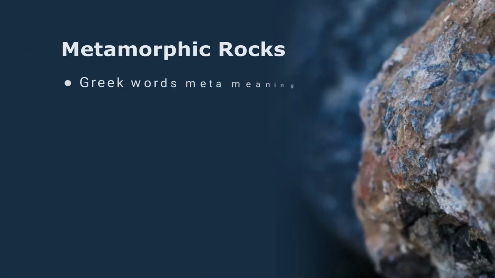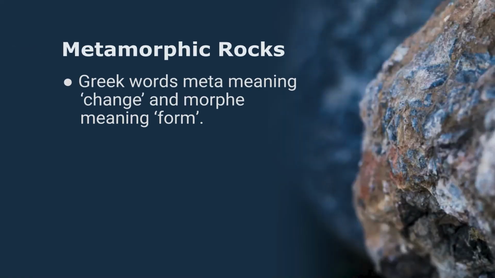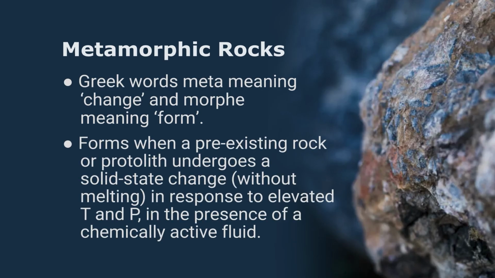And the Greek word meta means change, morph means form. So, metamorphic rock is different from sedimentary rock in the sense that it is a solid state change. In case of igneous rock, melting took place, and in case of sedimentary rock, breakdown or chemical precipitation took place, and in case of metamorphic rock, it is a solid state change. The same material, when you subject it to different pressure or temperature conditions, may become different.